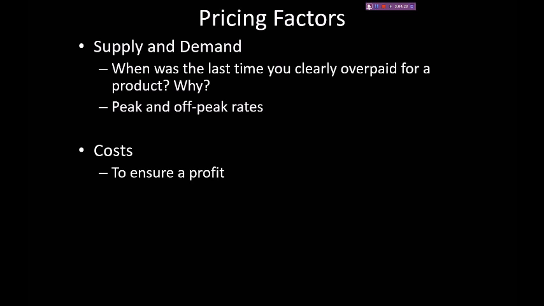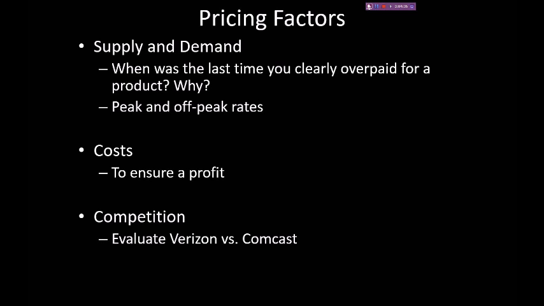Another thing that affects our price is the cost. How much is it costing us to create that product? We want to make sure we make a profit. And the competition. If we look at television, if we look at Verizon versus Comcast, they both are in fierce competition with each other for customers. They both offer the same service for totally different prices. So customers need to make that decision of which one they're going to go to first. When a company puts a price on a product, they look at all three of these things all together.